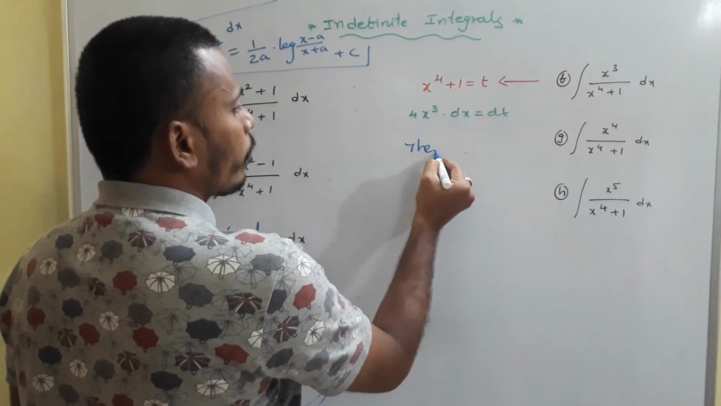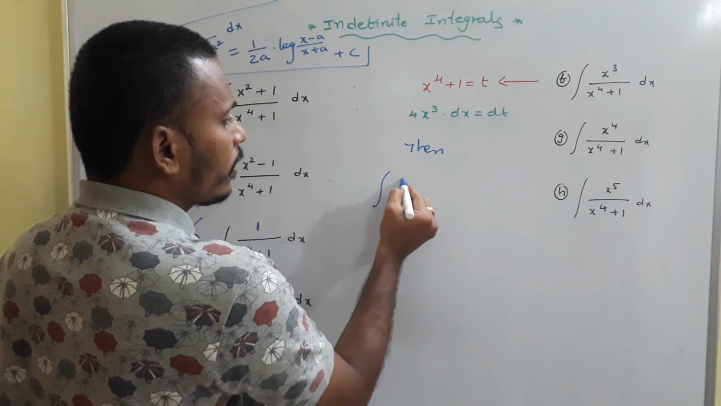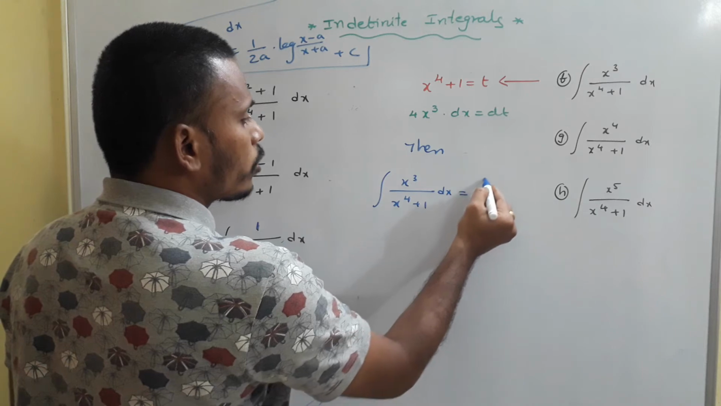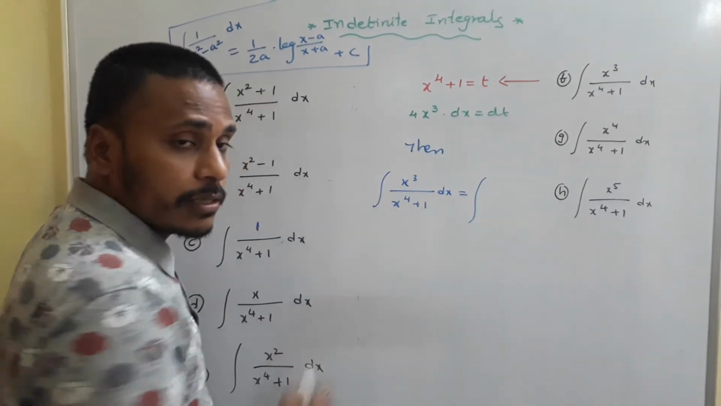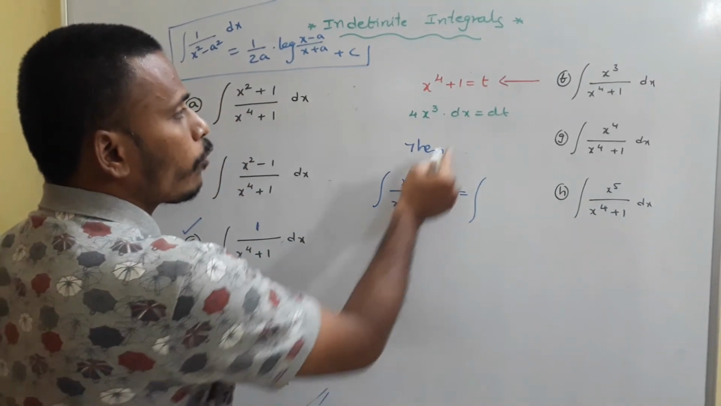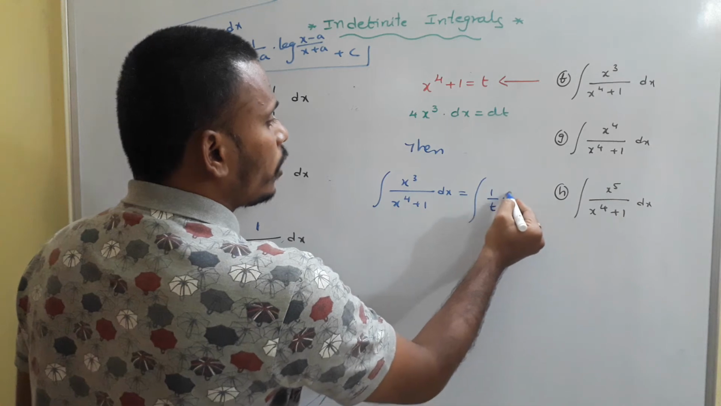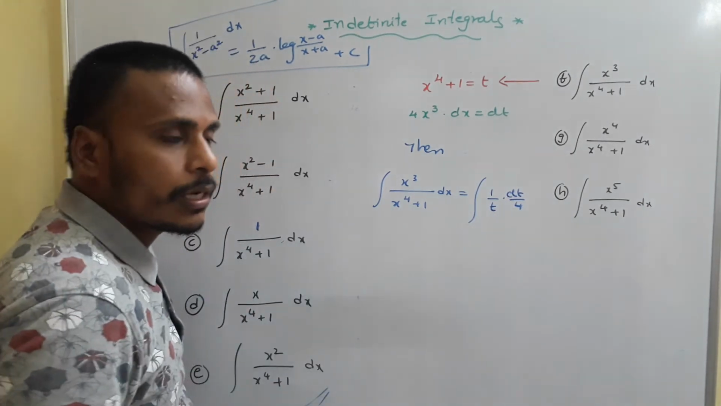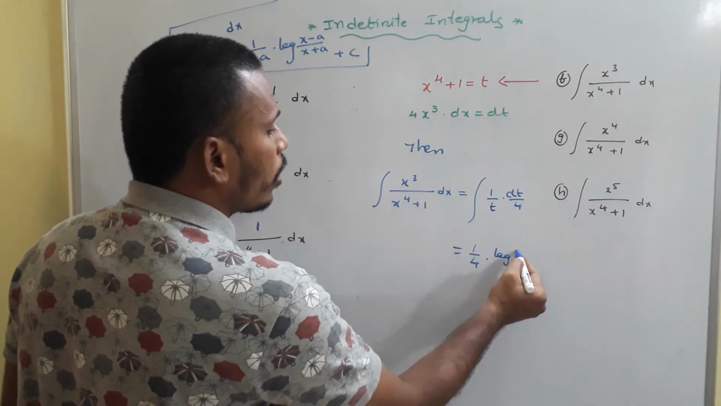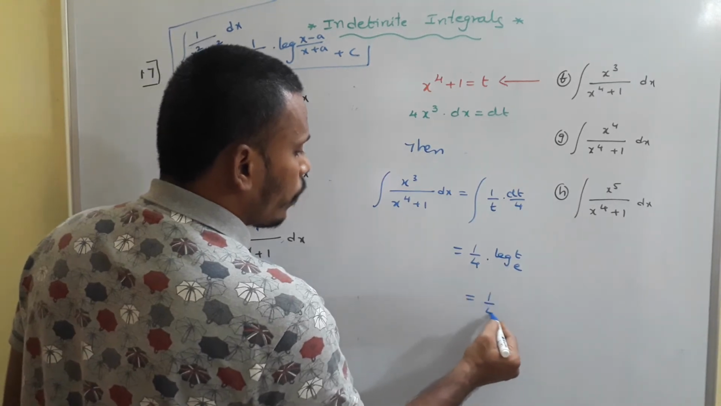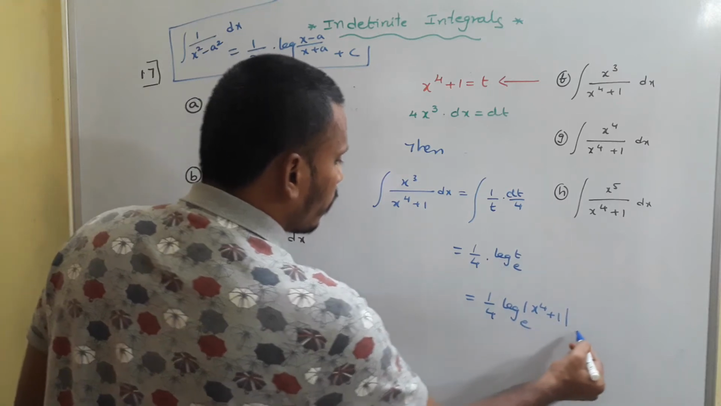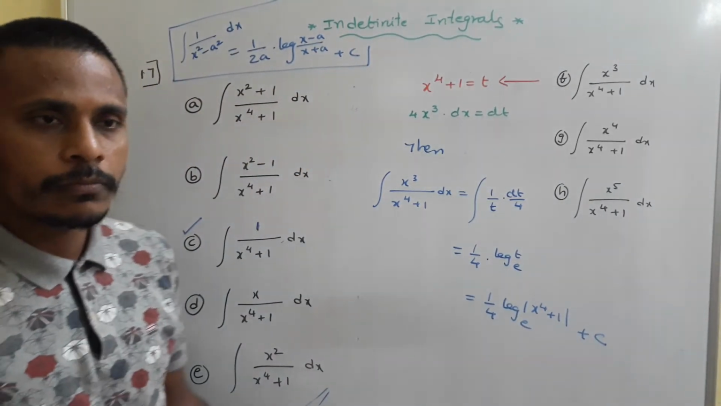Then what is the problem? Then integral x cube by x power 4 plus 1 dx is equals to integral x cube dx. 4x cube dx is dt, x cube dx is dt by 4, and this x power 4 plus 1 is t, so 1 by t into dt by 4. And now 1 by 4 is constant, just keep it out. Integral of 1 by t dt is log t to the base e, and that is equals to 1 by 4 logarithm of that t is x power 4 plus 1 as we consider base e plus c. That's the answer. Very simple.